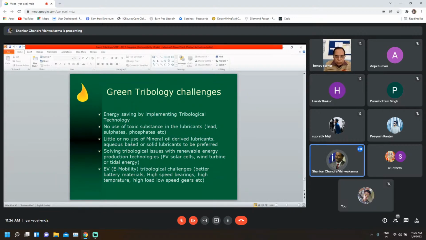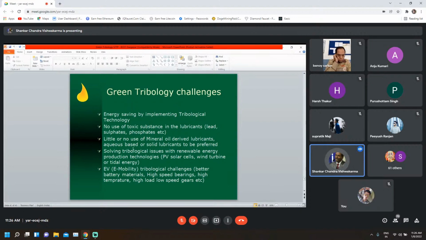Likewise, there should be little or no use of mineral oil. These days we are talking about a lot of things. We are talking about aqueous based lubricants or solid lubricants. So in place of liquid lubricant, we are trying to go for solid lubricant, such as biofilm coating and biofilms and nanomaterials. There are a lot of nano coatings also. So those can be helpful to bring about green tribology.